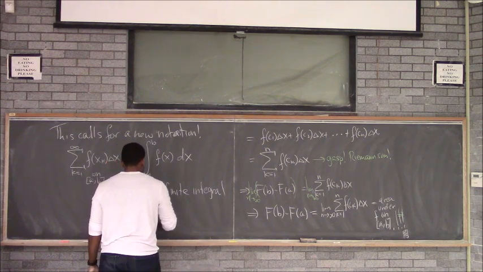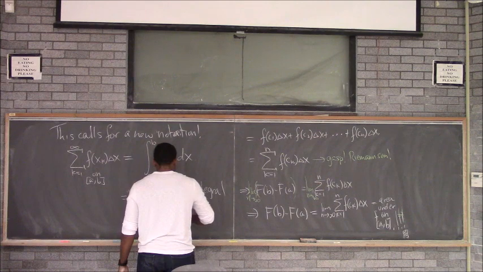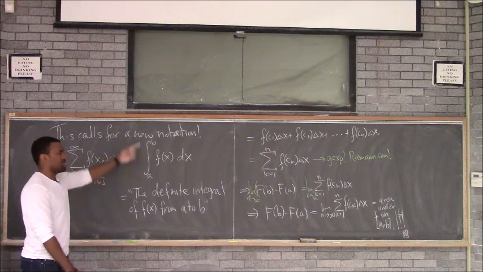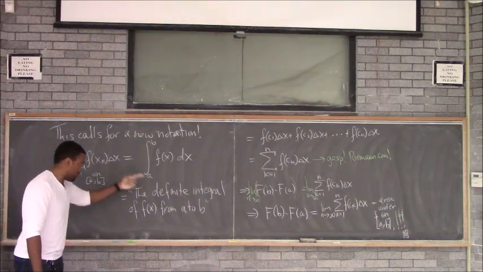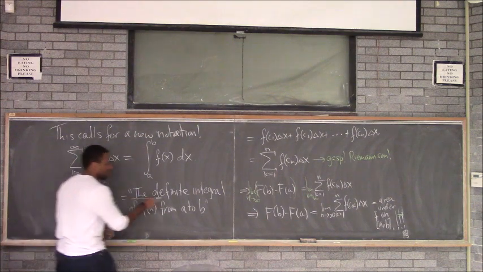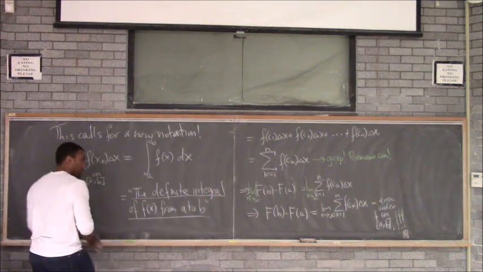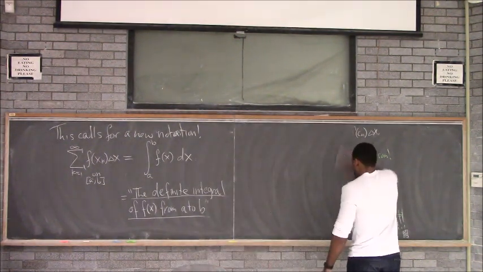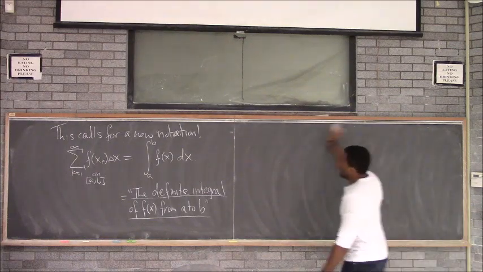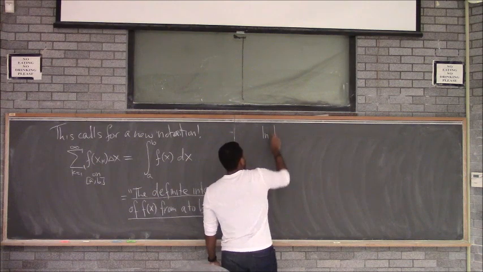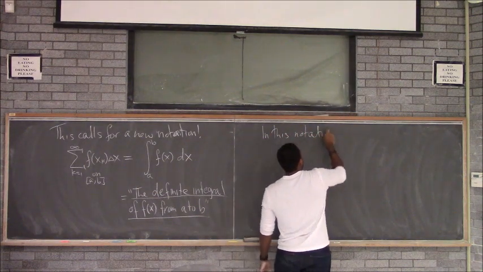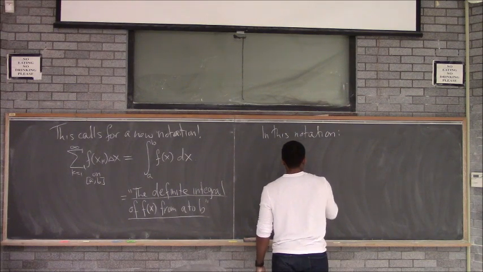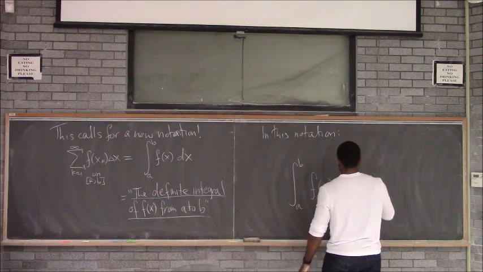of f of x from a to b. So you say from the bottom to the top. Sometimes I hear students say from this to that. No, you say from this to that. Okay. So that's called the definite integral of f of x from a to b. In this notation, again, you have to sound like you know what you're talking about, so let me actually just explain to you what the individual pieces are.